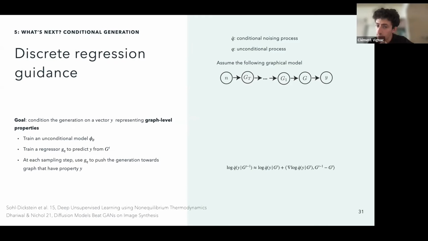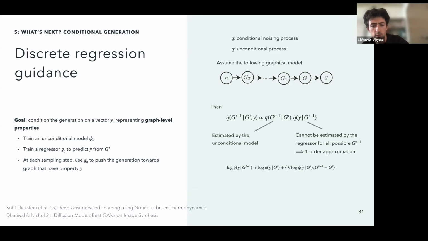So in practice, if you want to write this, you assume this model on the right. This graphical model means that if you know the clean graph G, the conditioning value Y gives you no information about the noisy graphs. So this is normal, because if you know the clean graph G, then you can compute the conditional information. And if you have this, then using this graphical model, you have this formula for sampling.